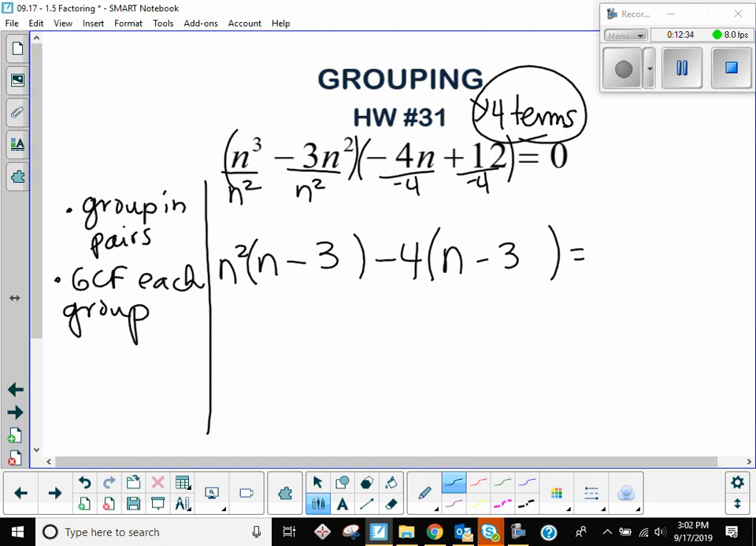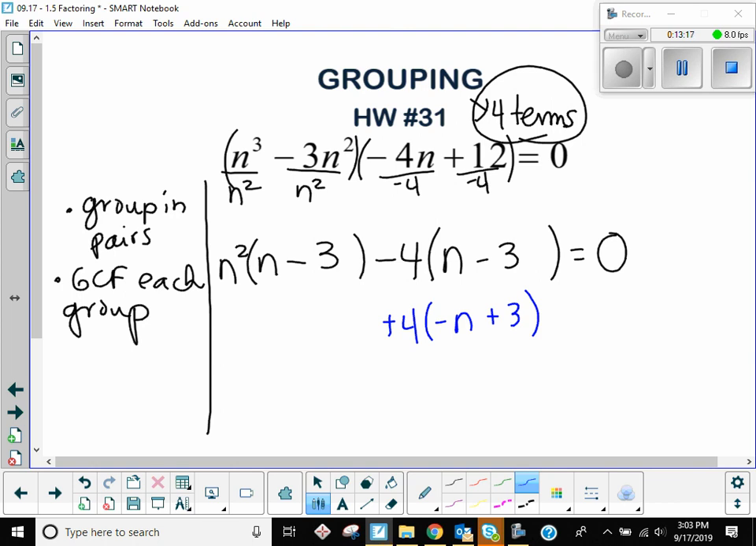Here's why we like this. Do you see how both of these groups now have an n minus 3? Okay. We're going to factor that out in just a second, and it's going to help us solve. Let me show you what it would have looked like if you had factored out a positive 4. I'm doing it in a different color so you know it's not part of my work, okay? If I had factored out plus 4 here, the negative 4n divided by a positive 4 would have given me negative n. And here, I would have had a plus 3. This negative n plus 3 is not the same as this n minus 3.